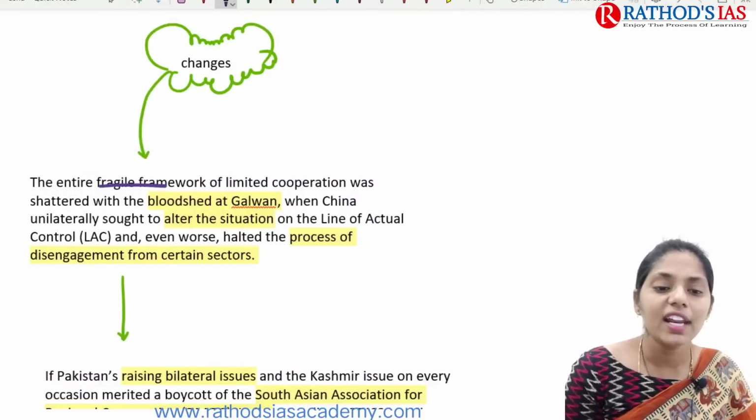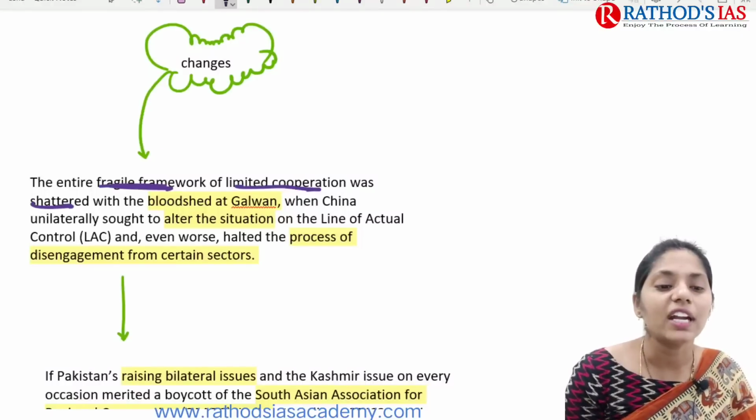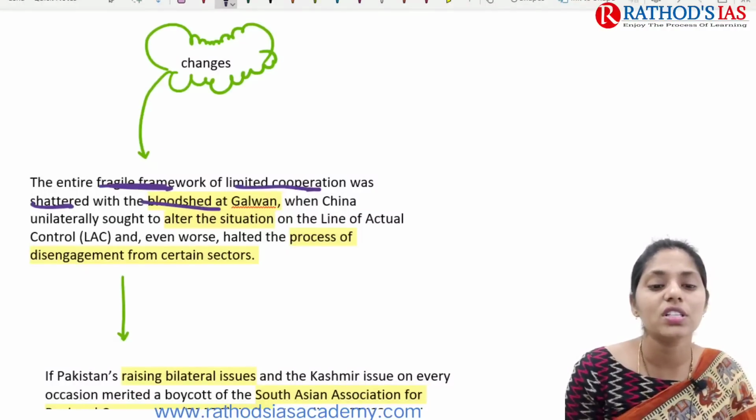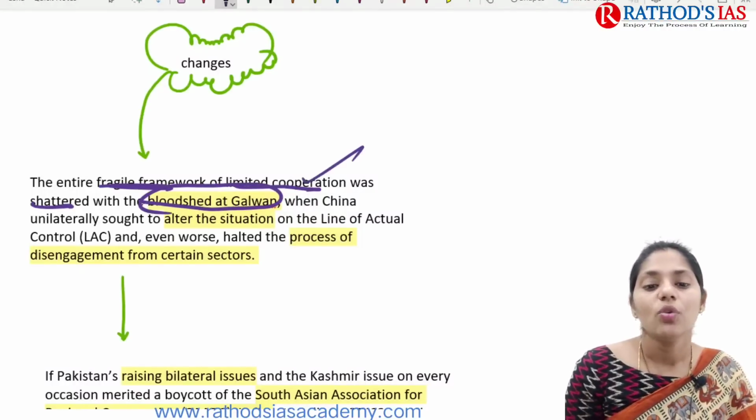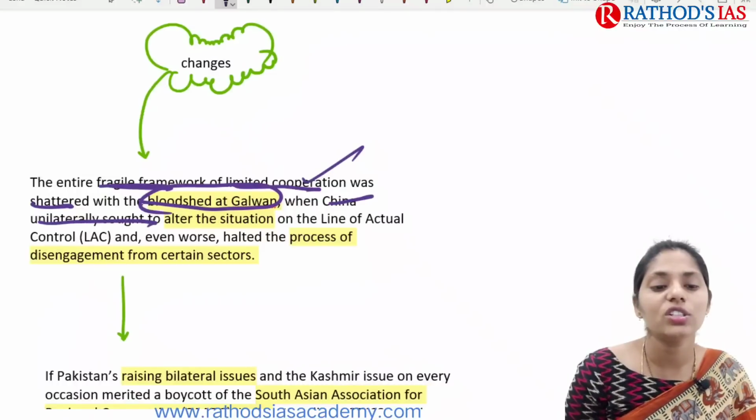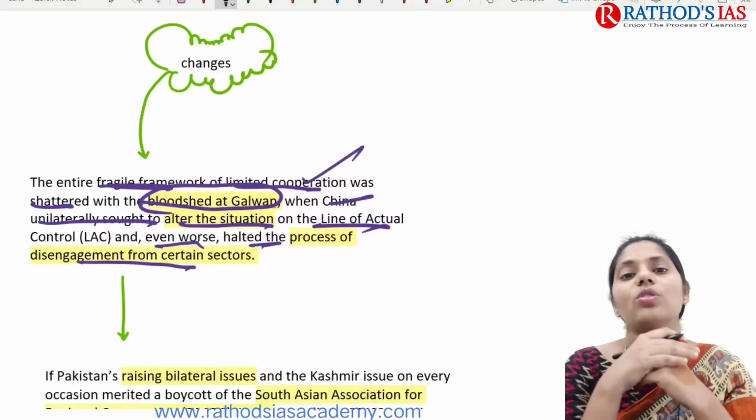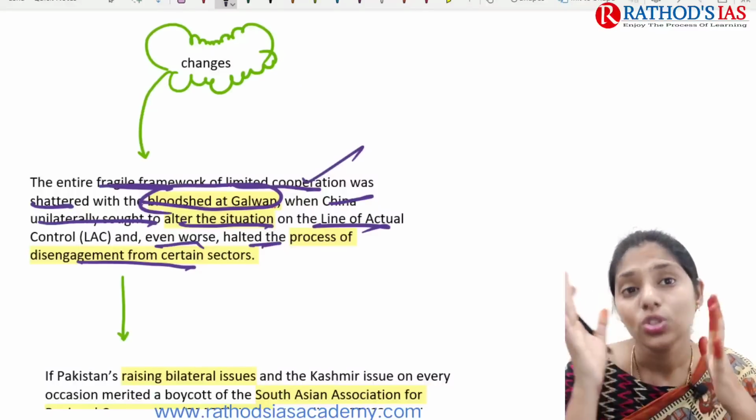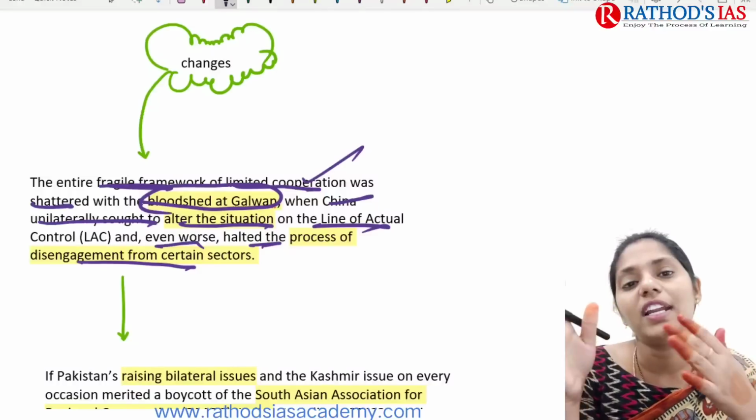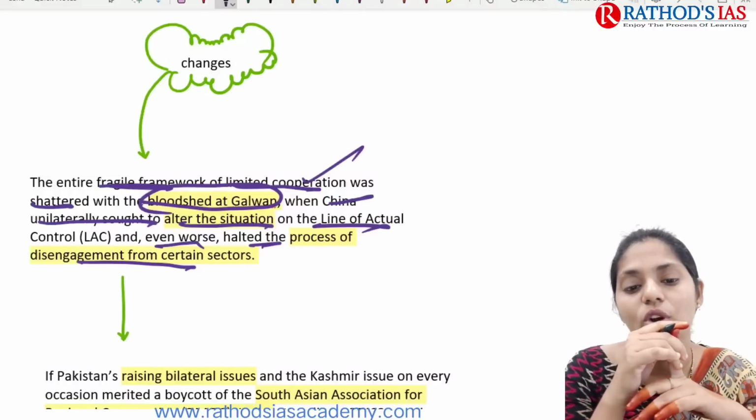So we are talking about what changes we can see. The entire fragile framework for this limited cooperation was shattered by the bloodshed at Galwan, when China unilaterally sought to alter the situation on the Line of Actual Control, and even worse, halted the progress of disengagement from certain sectors. Across this LAC, the Line of Actual Control, we are seeing a standoff between China and India since April 2020.